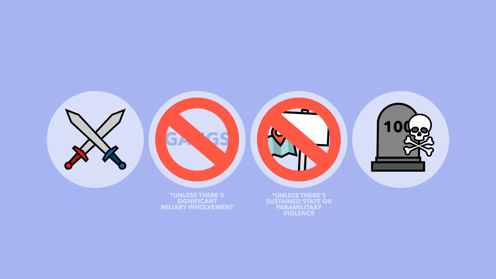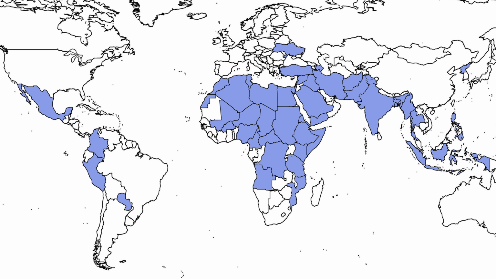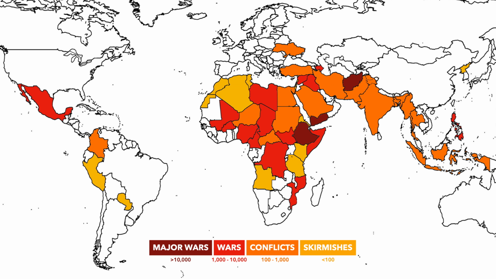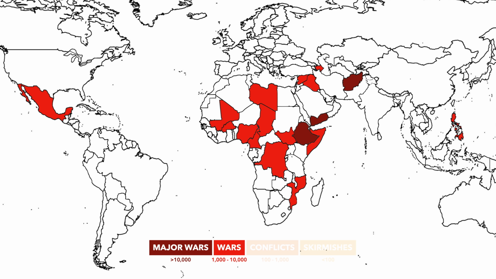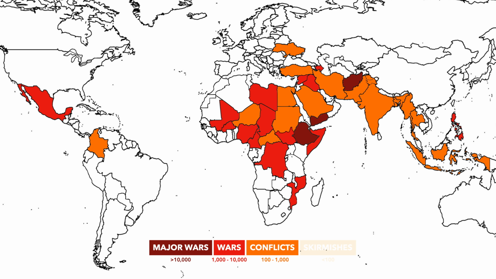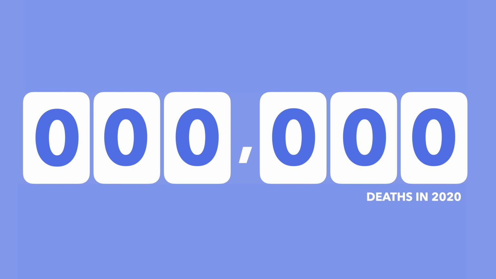Even with those conditions, there are still 56 conflicts on the list, so we obviously don't have time to run through them all here. Therefore, we'll be grouping them by death count. There were 3 major wars, all of which have seen in excess of 10,000 deaths in the last year. Add to that the 13 wars, that's 1,000 to 9,999 deaths, 26 conflicts, 100 to 999 deaths, and 14 skirmishes, less than 100 deaths.